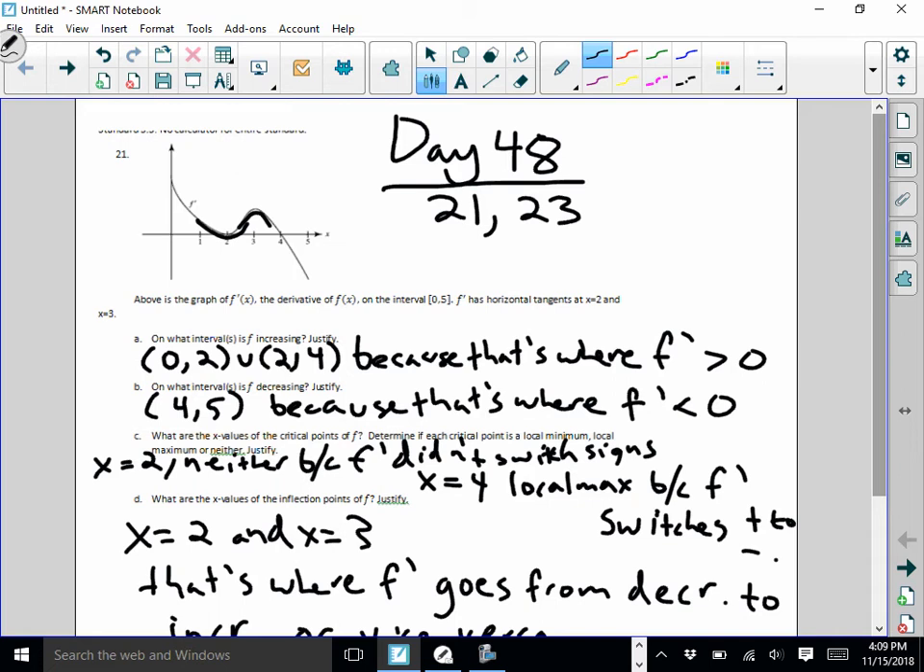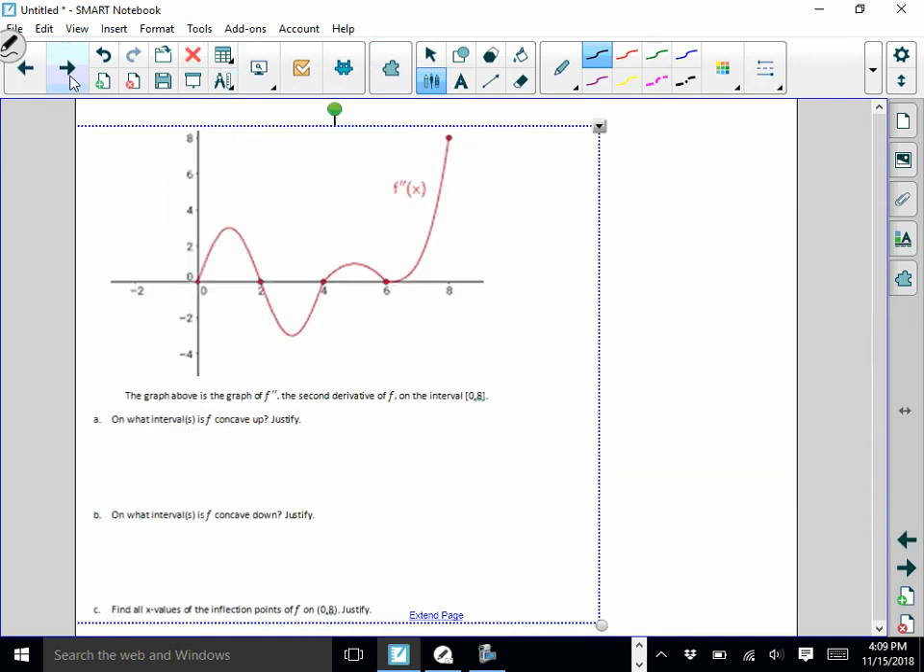Okay, let's take a look at problem 23 quickly, and we'll get you out of here. Problem 23, the first thing I want you to notice is it says the graph above is the graph of f double prime. It's an f double prime graph. So we're going to do everything differently than we did in the last problem. I can't tell when f is increasing or decreasing by looking at this, but all I can tell about is the concavity of f and inflection points of f. So those are the only types of questions that I asked you.